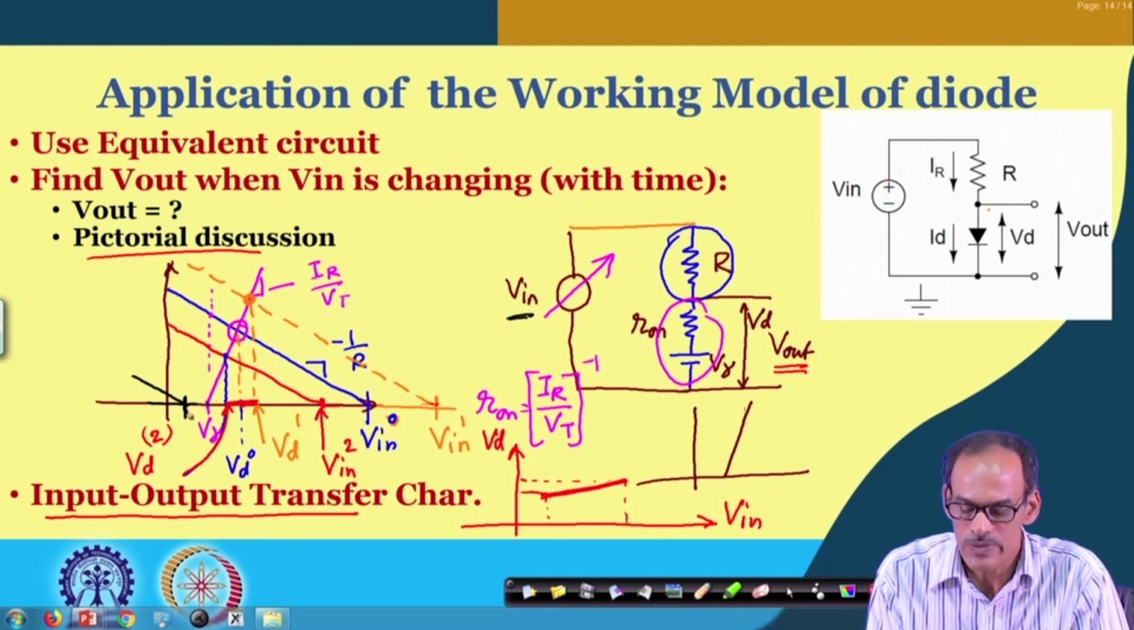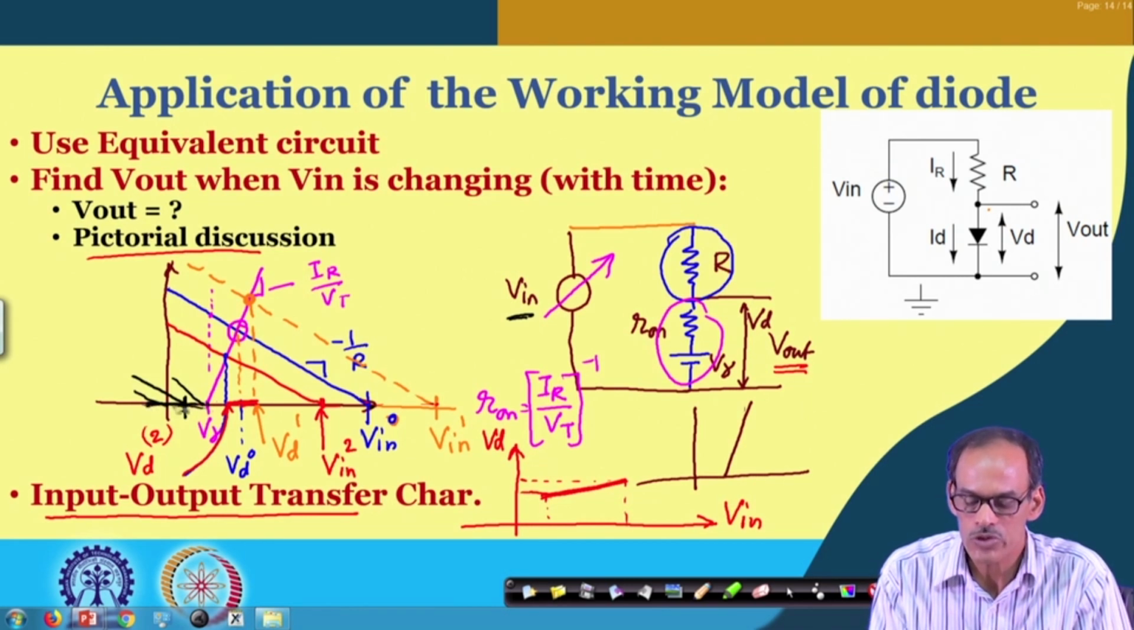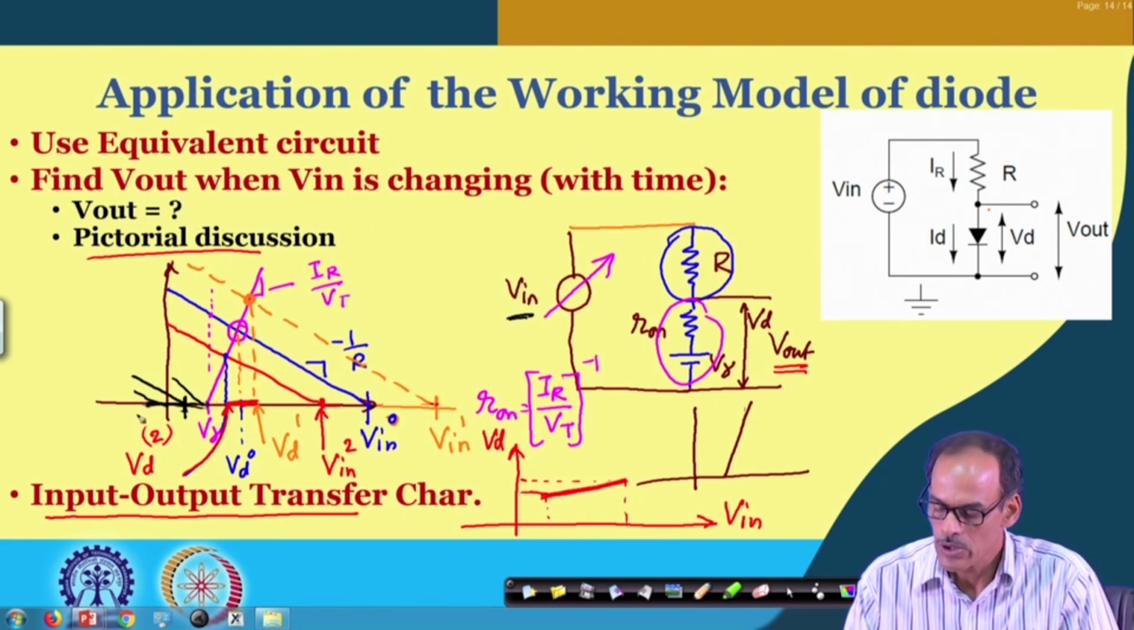So, if you change this V in now, say instead of this one you are changing the V in here, the corresponding V out will also be equally changing. So, in other words, if the V in is less than say V gamma, then input and output have the same value.